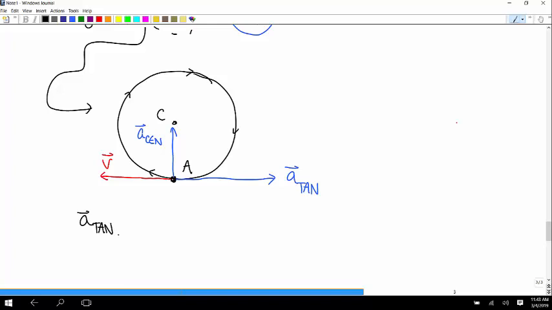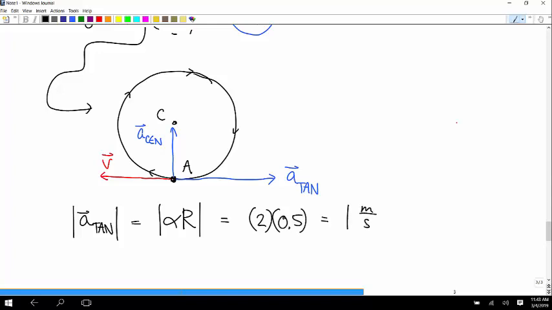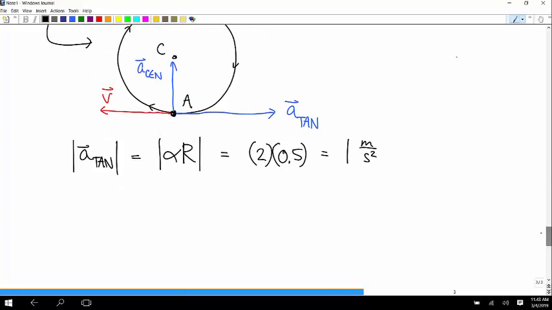So the magnitude of the tangential acceleration is alpha r, and that is 2 times 0.5, so 1 meter per second squared. And then it's in the direction of positive x, the way I have it drawn here. So the tangential acceleration vector is 1, 0.